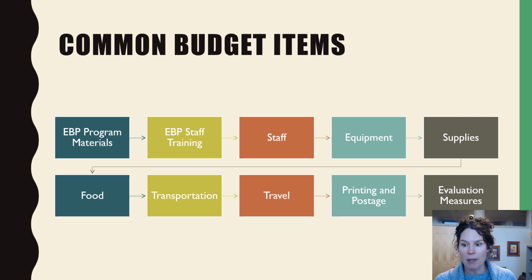Food, you may or may not have that. Transportation, if you're needing to transport your participants to certain locations. Any travel, like to pay if your staff need to travel to attend the training. Printing and postage could be separate from supplies, and the costs of your evaluation measures. As you learned in the evaluation section, some of the measures are for purchase. So if you can find out what the cost of your measures might be and how many you're going to need, include that in your budget.